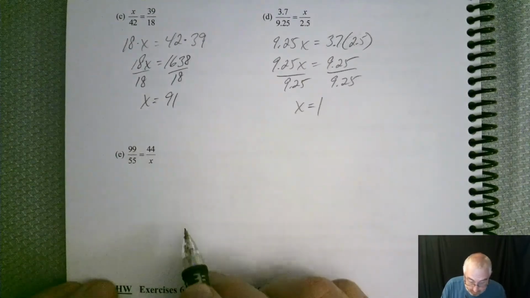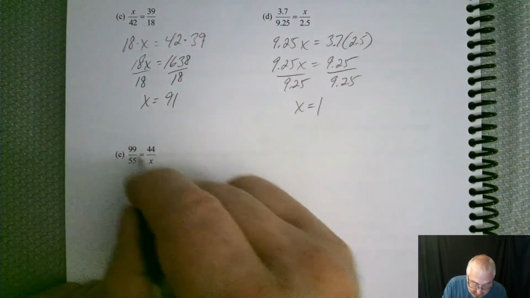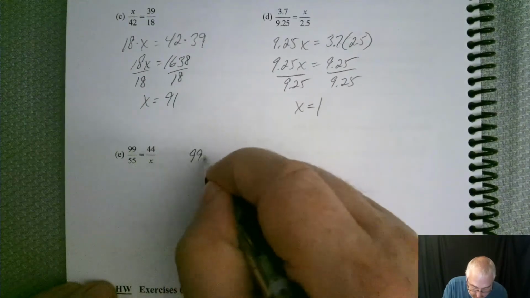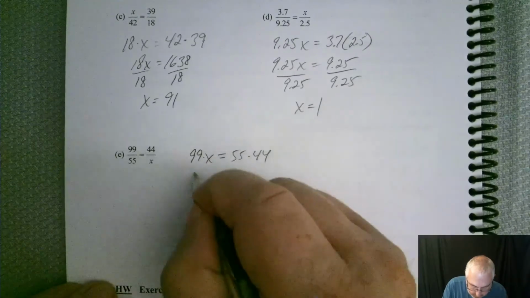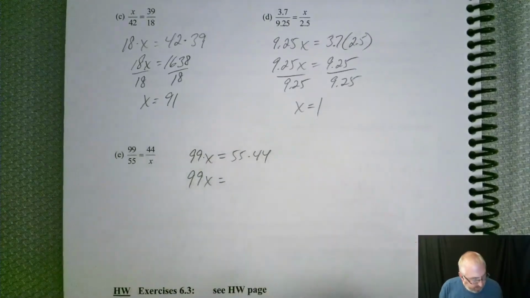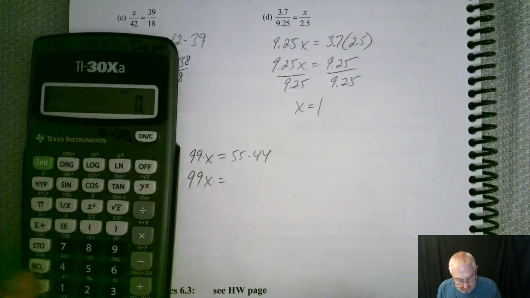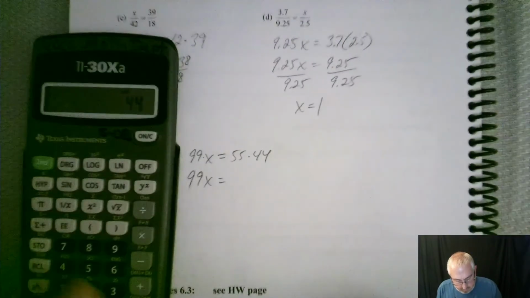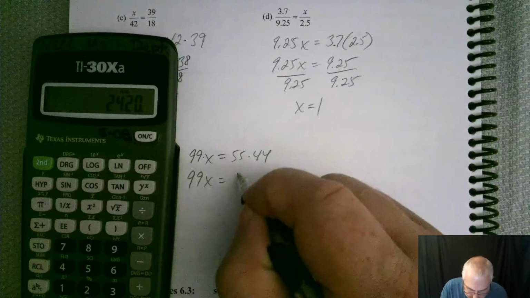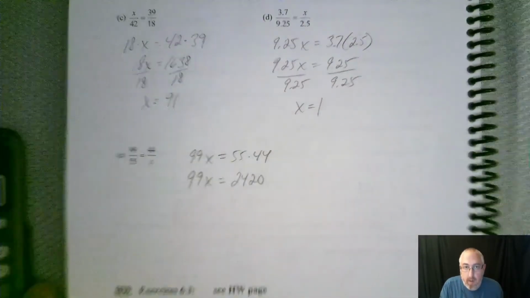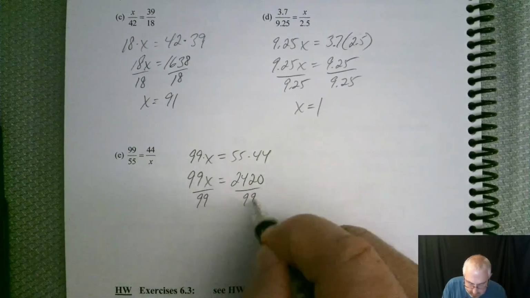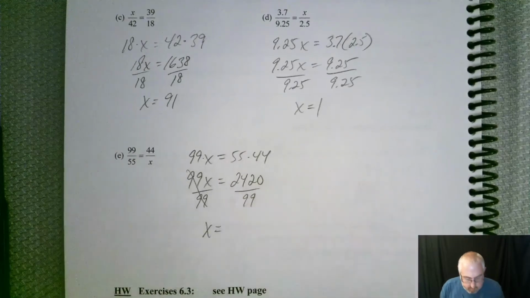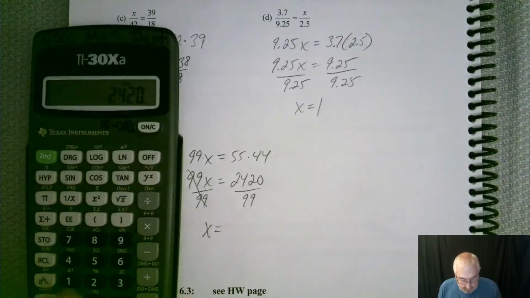All right, let's try one more. So we got the 99 and the x go together. And we got the 55 times the 44. And let's see what 55 times 44 is. 2420. Okay, so 2420. And now let's get rid of the 99. So we got to divide by 99 equals.